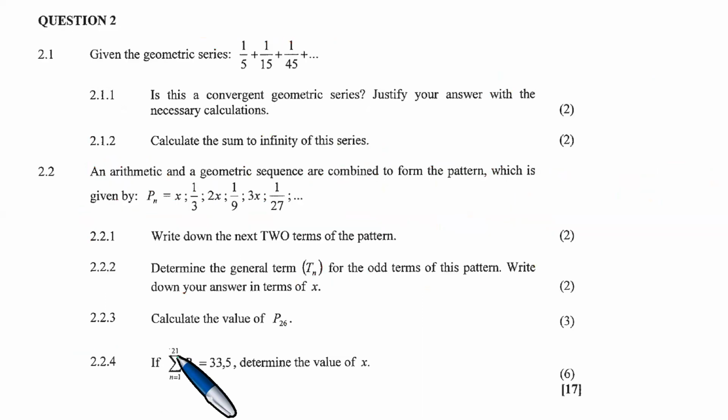Right, so we have question 2. Question 2 is very simple, but it is based on sequences and series. So the concept of sequences and series is a very important one. The first question is about geometric series. The next question is about a sum to infinity, and arithmetic and geometric sequences and series that have been combined to form the pattern, which is given by Pn, and you calculate the value of P26.